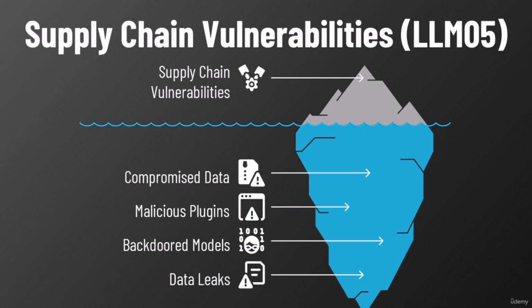Next, we have supply chain vulnerabilities. This category refers to weaknesses in any part of the LLM development or deployment pipeline, not just the model itself. That includes the training data, as we saw in LLM 03, pre-trained models from third parties, and even external systems or plugins that interact with the LLM, which we'll explore further in LLM 07.